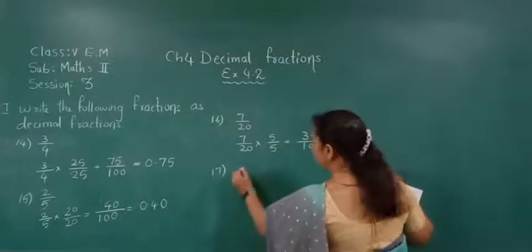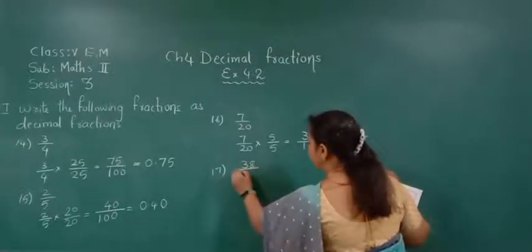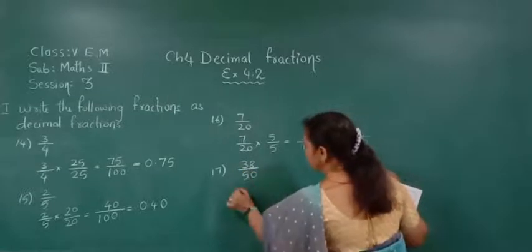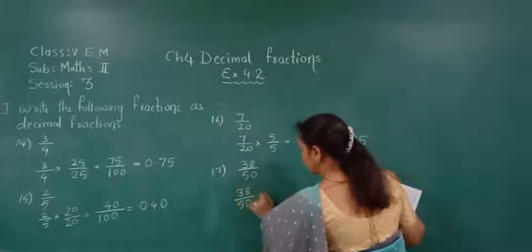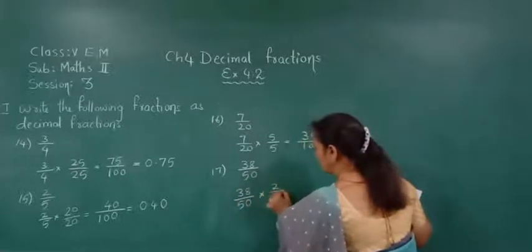Then 17th question, it is 38 by 50. So here 38 by 50 is multiplied by 2.